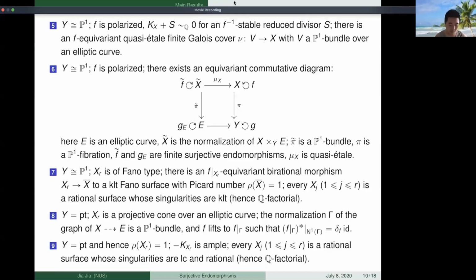Then we have the case 7. This X_r is a Fano type. And there is an f_{X_r}-equivariant birational morphism from X_r to another surface X bar. X bar is a KLT Fano surface with Picard number 1. Also, we know every X_j, this X_j is the intermediate part of the minimal model program, is a rational surface whose singularities are KLT.